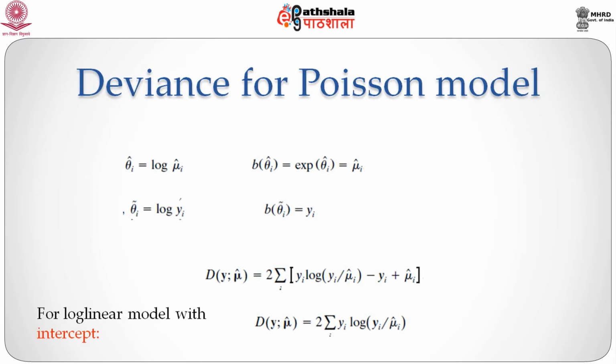In the case where we are fitting a log linear model with an intercept, by virtue of the score equations, the last two terms will cancel out. So d of y, mu hat is equal to twice the summation over i of yi into log of yi over mu i hat.